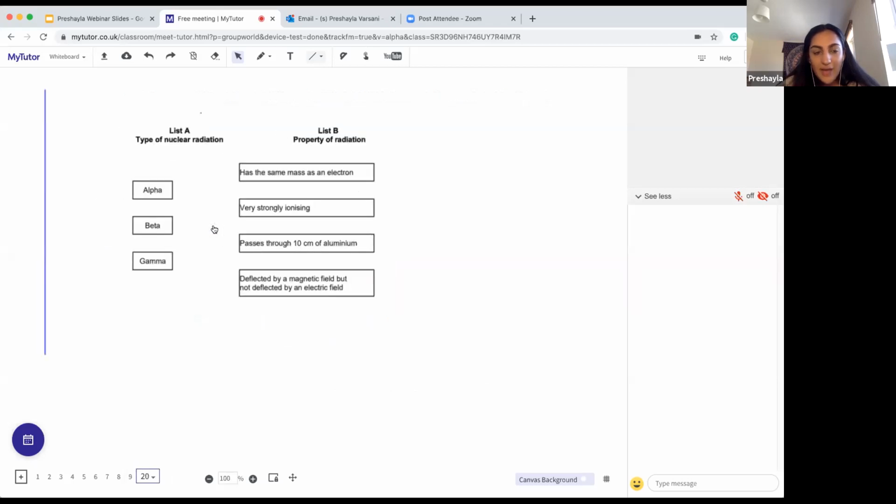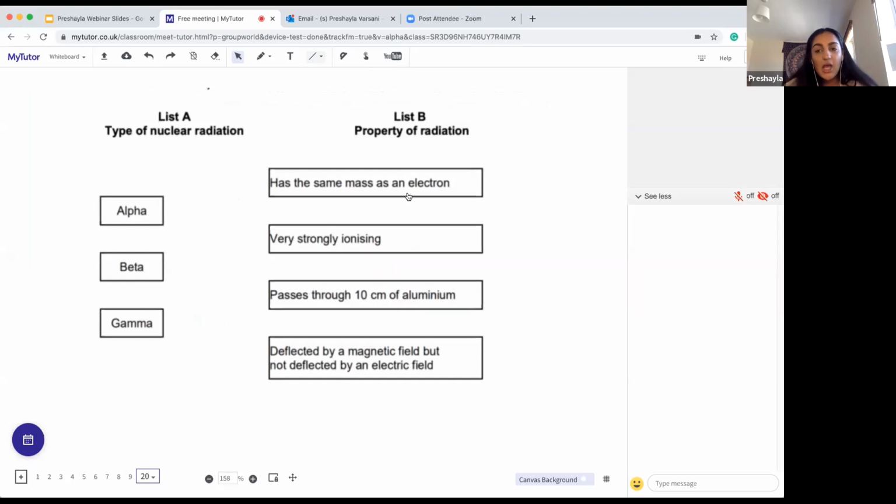Okay, so again, we have a kind of matching activity. And on the left, you have the type of nuclear radiation, alpha, beta, or gamma. And on the right, you have a property of that radiation. Draw 3 lines to match up those in list A with something in list B. And if you don't want to type in the entire thing, then you can just do 1, 2, 3, 4, and tell me which A, B, or C matches with which number.